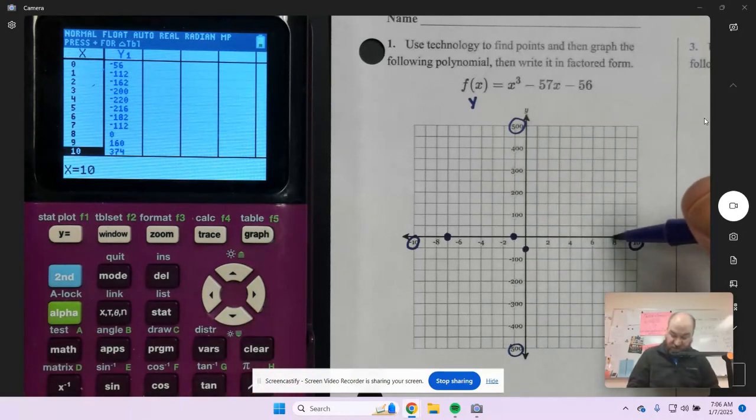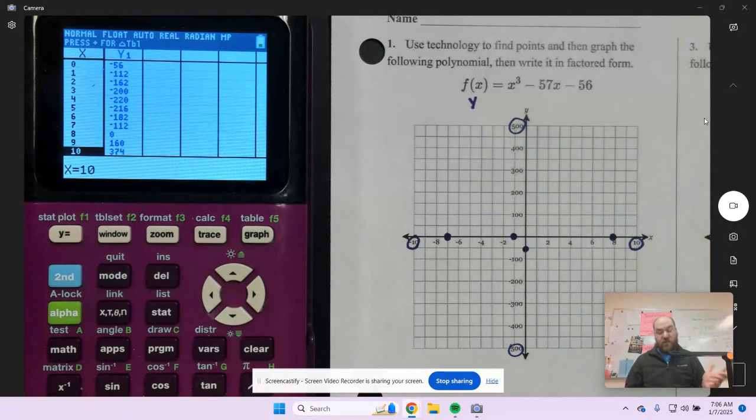There we go. 8 is 0. Okay. So with just that, obviously, we don't have a good idea of what this graph's going to look like.